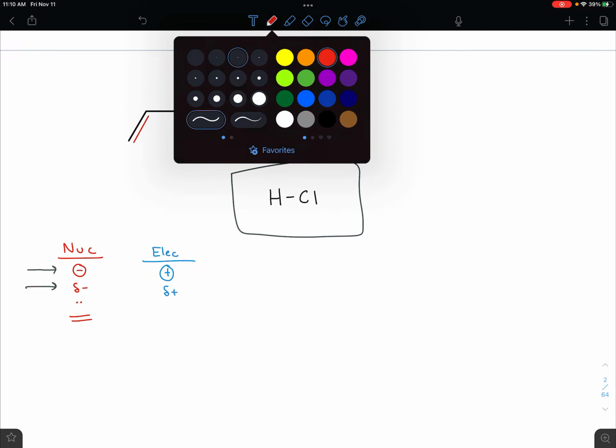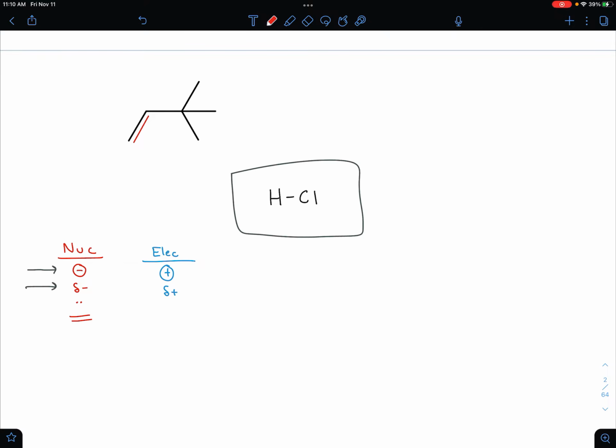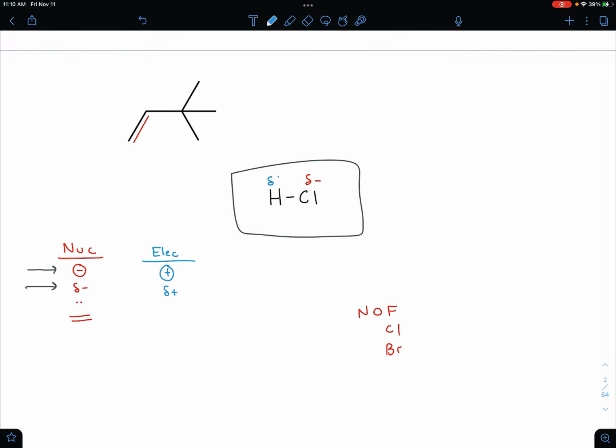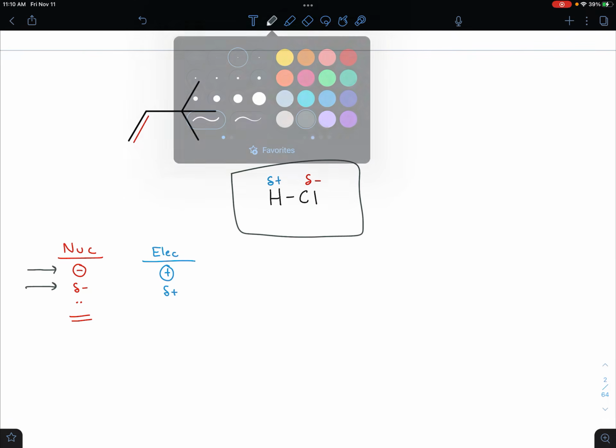How about a partial negative charge? We do, because we have one of those really electronegative elements, right? In the top right, we have nitrogen, oxygen, fluorine, chlorine, and bromine. Those elements are really electronegative, so they pull electrons to themselves, become slightly negative, and anything they're bonded to loses those electrons and becomes slightly positive. So we do have that slight negative charge there.